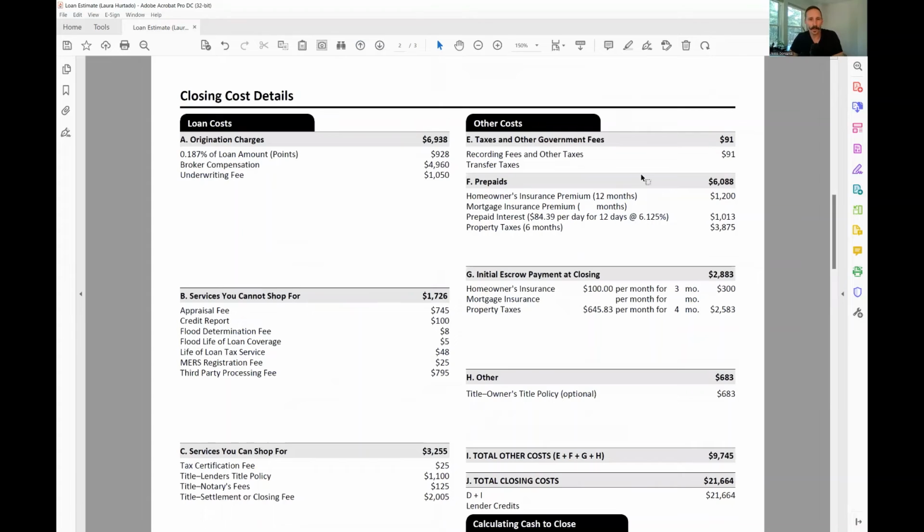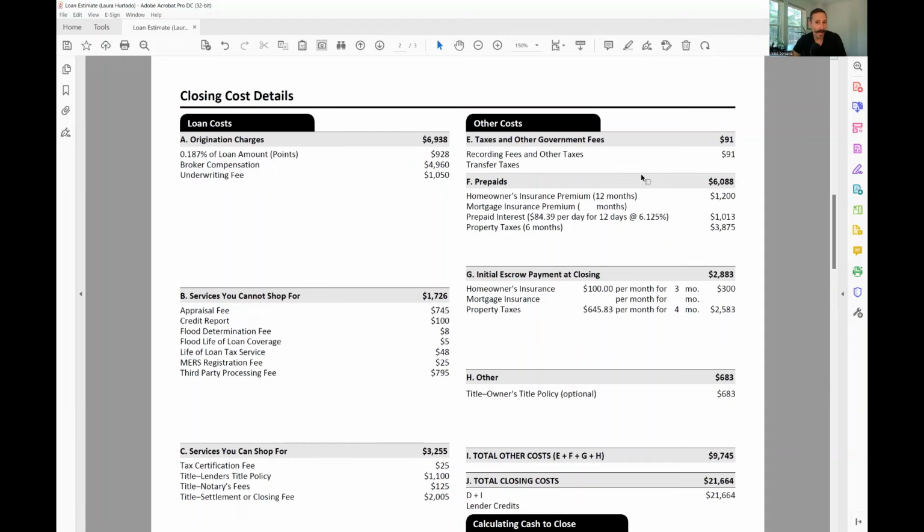All right, so section E, other costs. We're in the upper right-hand corner now. So remember, this is zero tolerance area. So typically, we'll go ahead and ask for a settlement fee quote from whoever the escrow company is that's going to be handling the transaction so that we can know what those closing costs are for this section. So taxes and other government fees, small recording fee of $91, no transfer tax due by the borrower on this specific transaction.